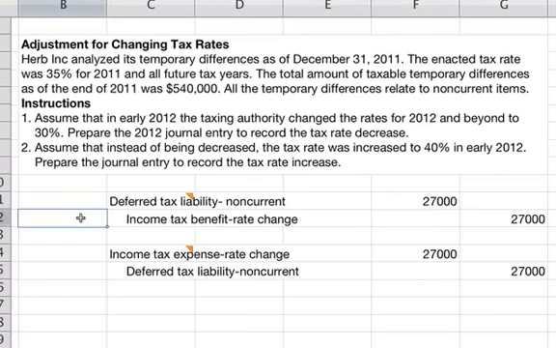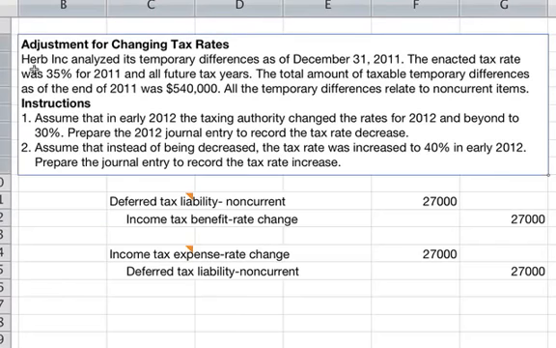Okay, this problem is an example problem to make adjustments for changing tax rates. As we can see here, the problem says Herb Inc. analyzed its temporary differences as of December 31st, 2011. The enacted tax rate was 35% for 2011 and all future tax years. The total amount of taxable temporary differences as of the end of 2011 was $540,000. All of the temporary differences relate to non-current items.